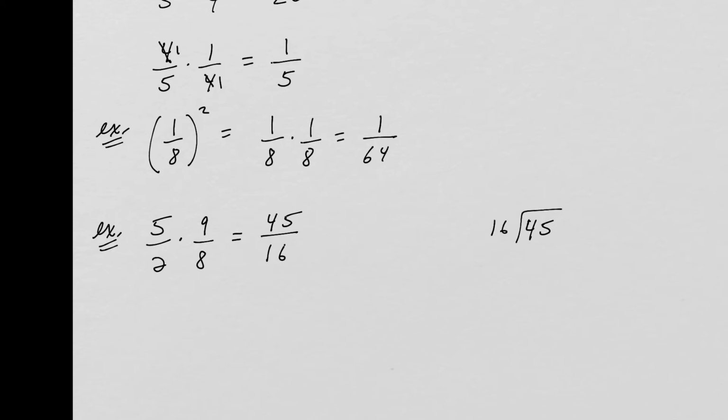So 45 divided by 16. 16 goes into 45 twice, right? So this would be 32. Then I would subtract, and that's my remainder. So, I could also write this as 2, and then I take the remainder, 13 over 16. So it's either 45/16 or 2 and 13/16.